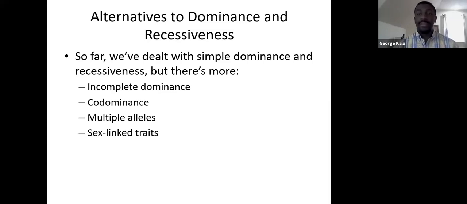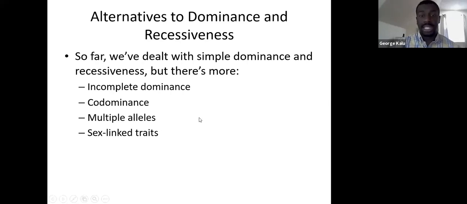However, we also know things are a little bit more complicated than that. We do actually see different types of inheritance patterns, and we're going to take a look at a few of these going forward here. Some of these are going to include incomplete dominance. We're going to see co-dominance. We're going to see multiple alleles for a particular characteristic, and then we're going to look at some sex-linked traits. So things do get a lot more complicated here.